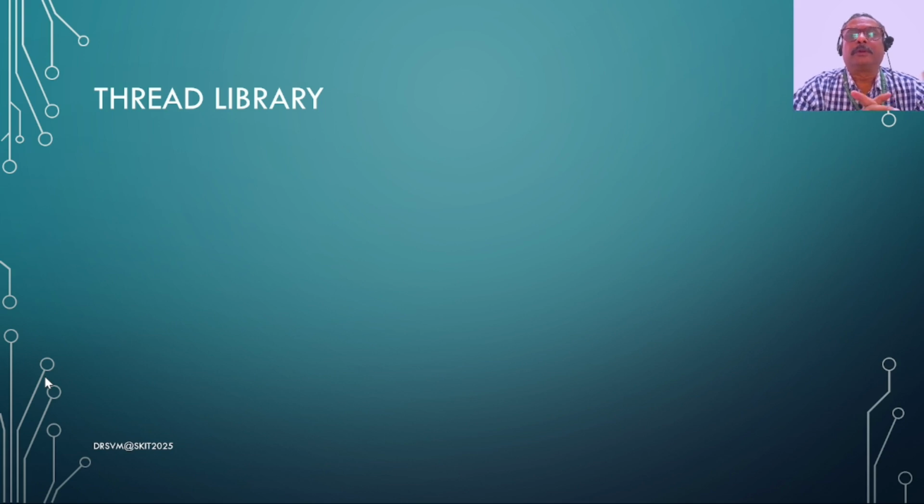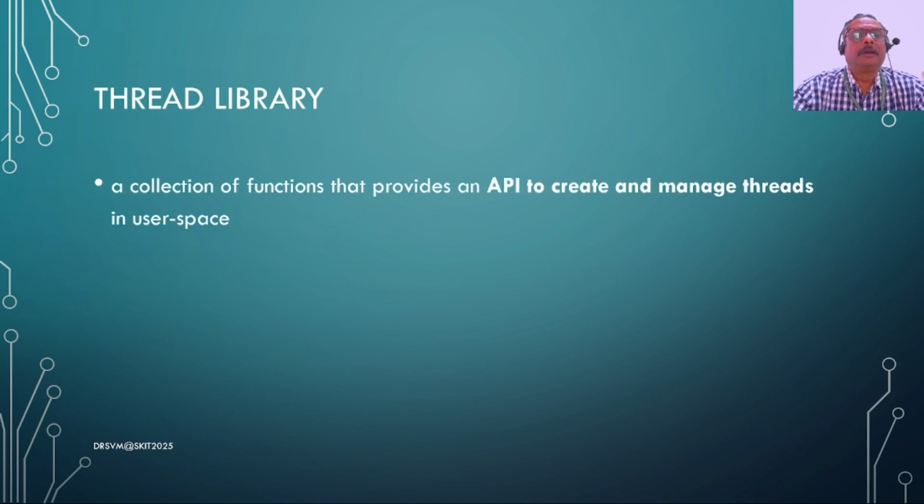Now let's see what a thread library is all about. It's a collection of functions that provides an API to create and manage threads in the user space. In the user space, the user needs some support to create a thread, work with the thread, manage the threads, because the user may not have appropriate knowledge to create all these things, so needs some support.